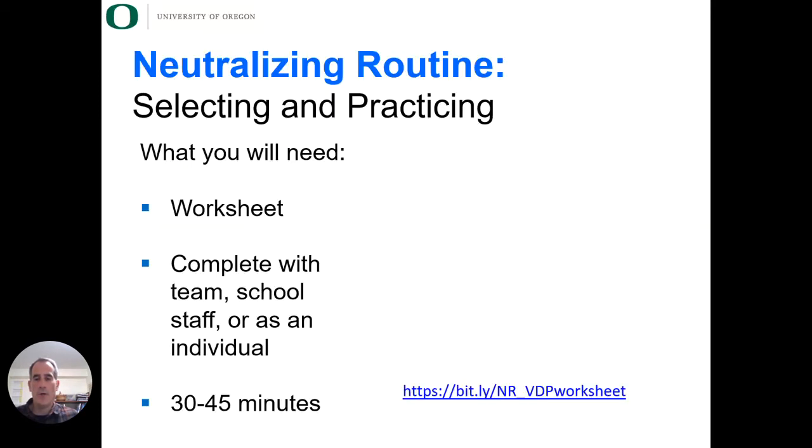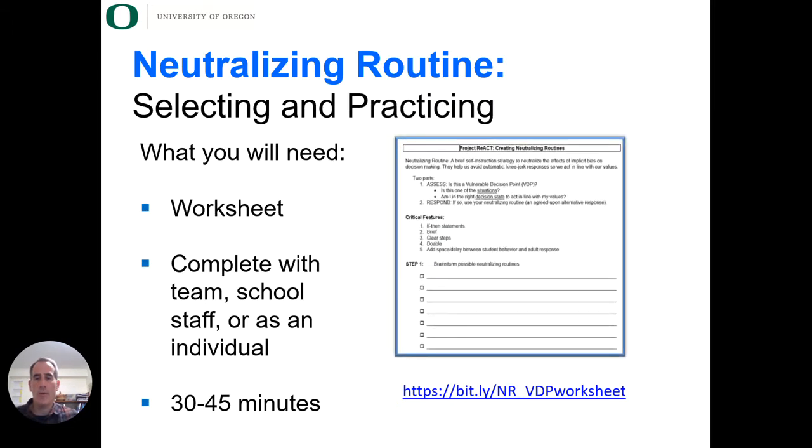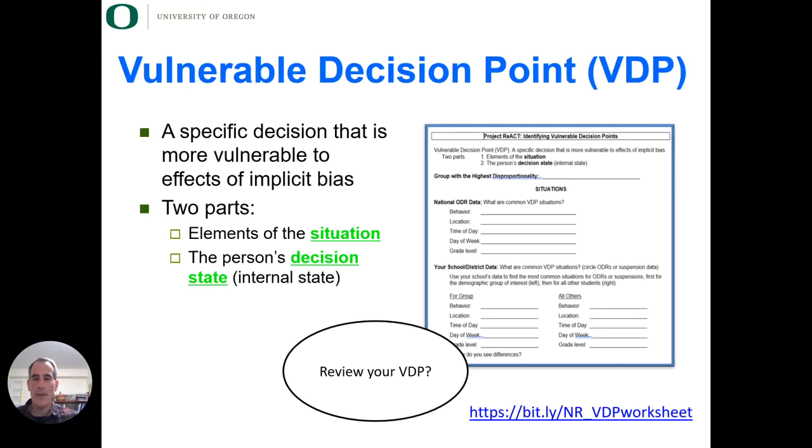So to begin with, you're going to need this worksheet to follow along with the steps I'm going to share. Everything I'm doing is going to come from this worksheet, and it's linked here at the bottom of the slide. I'd recommend selecting neutralizing routines, especially school-wide, with your staff. So if you want to do this at a staff meeting, or you could do it as a school team at grade levels as well. Or you can do it individually if you wish. The whole process takes about 30 to 45 minutes.